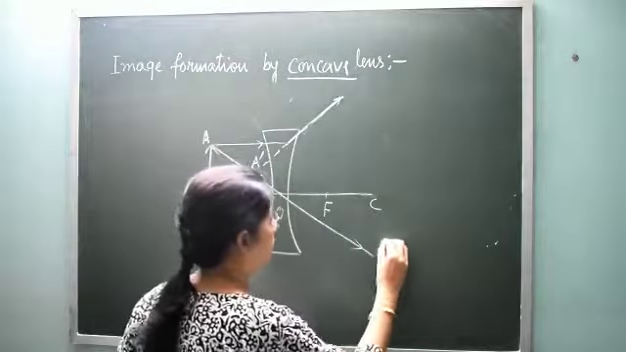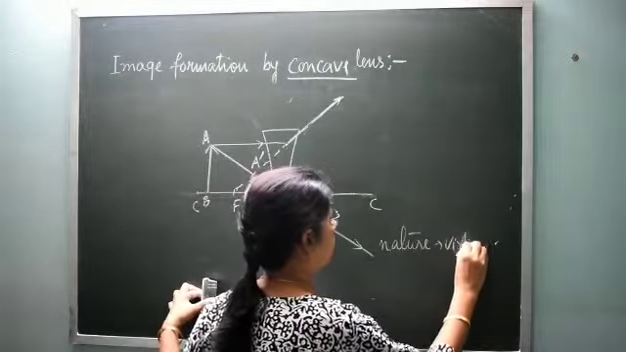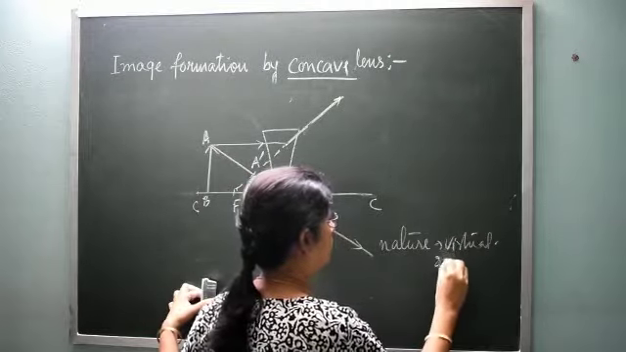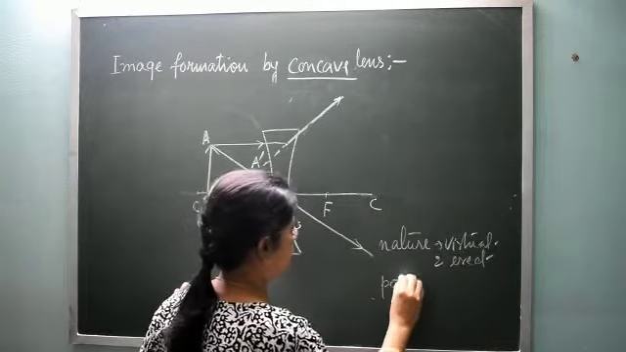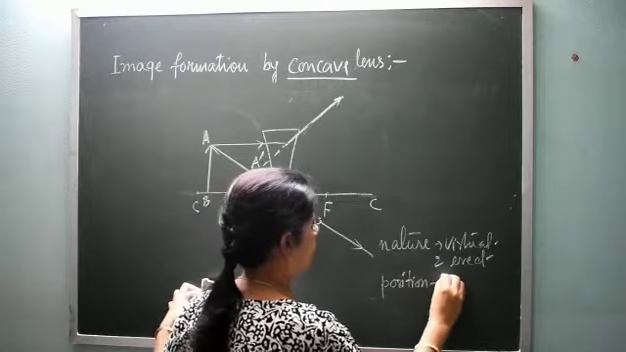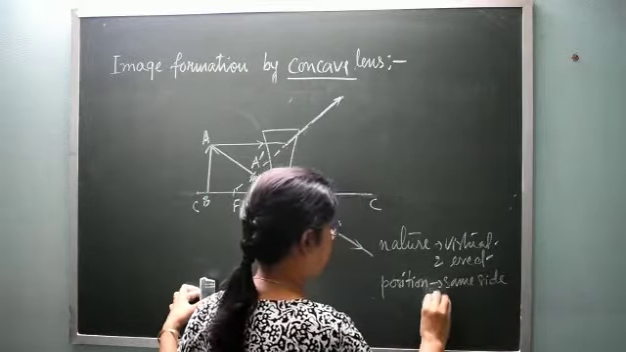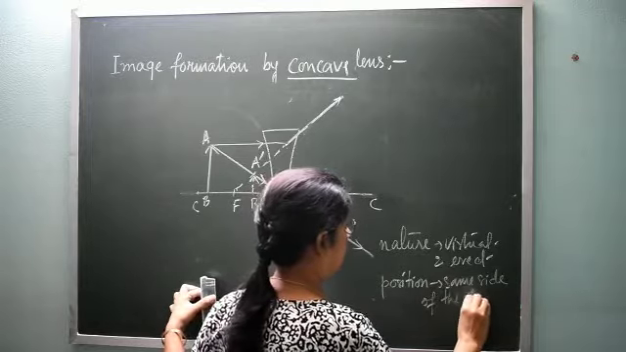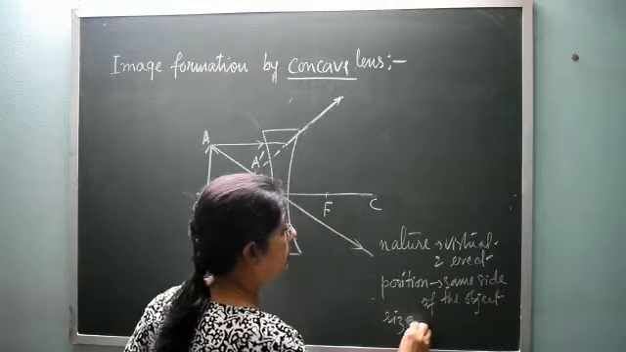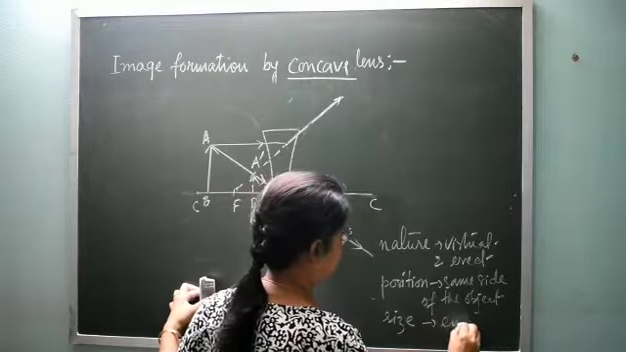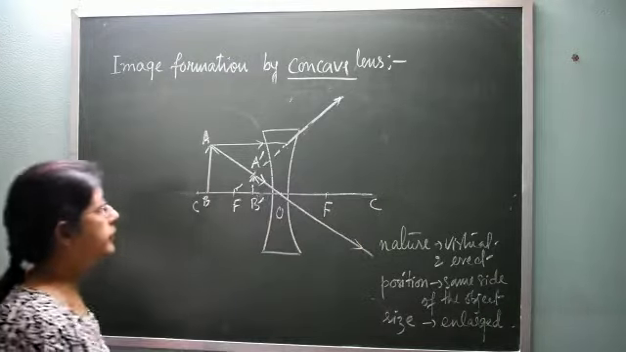So again, like before, we will write what is the nature. Nature is virtual and erect. What about the position? Position will be on the same side of the object. Then third one is size. What about the size? Size will be diminished, smaller than the object.